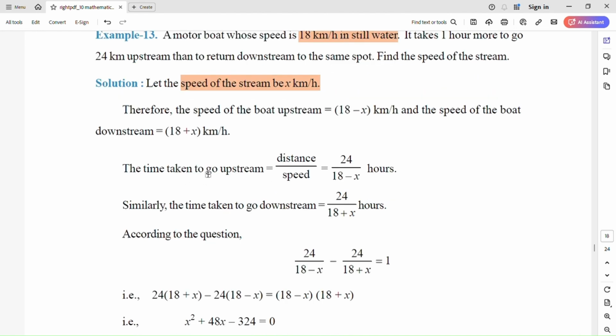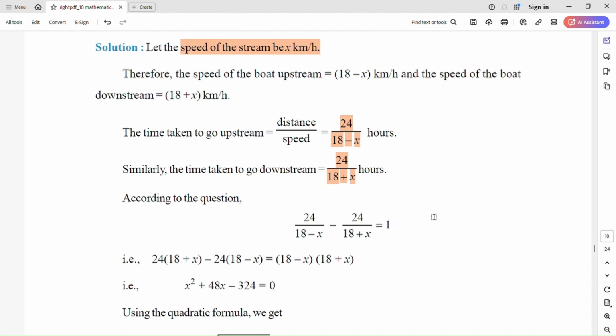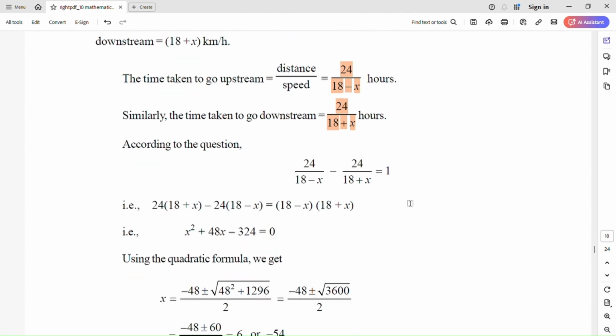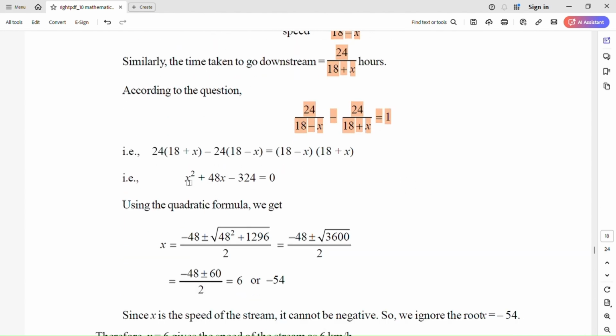So the time taken to go upstream is distance by speed, which is 24 by 18 minus x. The time taken downstream is 24 by 18 plus x, and the difference is 1 hour. That's what is given, right? It takes 1 hour more upstream because the resultant speed is less. So this is the equation. If you simplify it, you will get a quadratic equation: x square plus 48x minus 324 equal to 0.